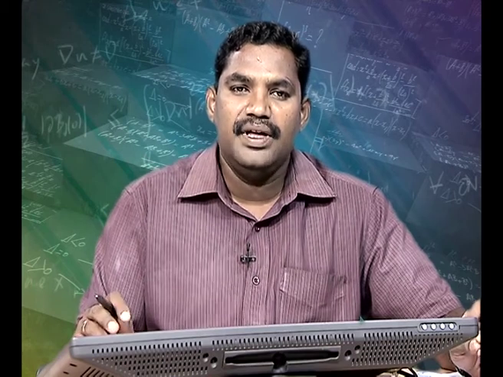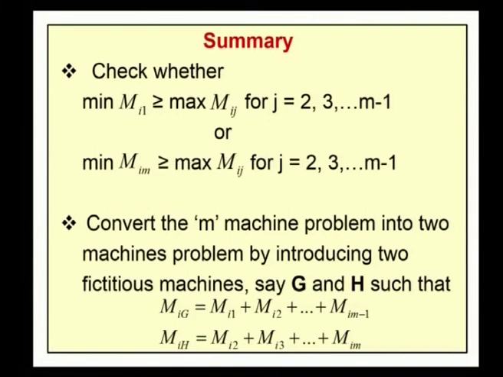Let me recap the points. For solving an n job m machine problem, the main idea is to convert the m machine problem into a 2 machine problem. In order to do this, first we have to check the condition: minimum of mi1 greater than or equal to maximum of mij, where j varies from 2 to m minus 1, or minimum of mim greater than or equal to maximum of mij, j varies from 2 to m minus 1. If this condition is satisfied, then convert the m machine problem into a 2 machine problem.